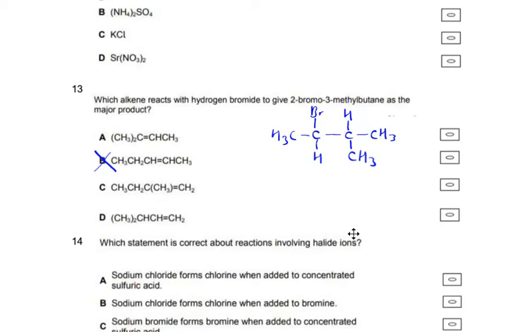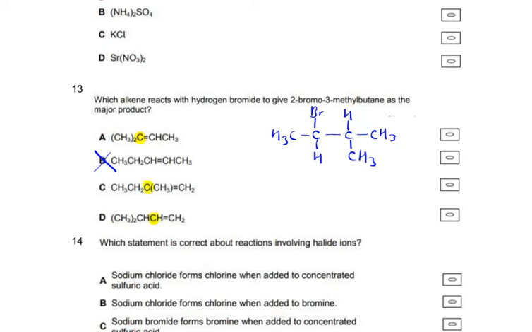Electrophilic addition reactions proceed via a carbocation intermediate. So in order to work out which is the correct answer, we need to decide which carbocation is formed from A, C and D when you add hydrogen bromide. The carbocation formed is going to be the one that has more alkyl groups attached to the carbon with a positive charge.